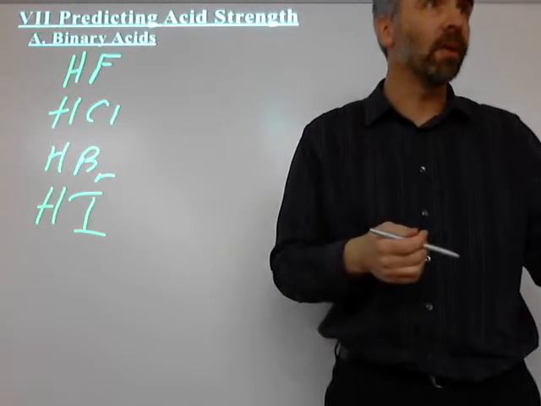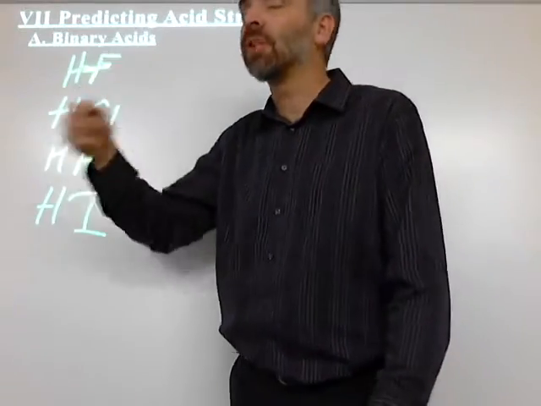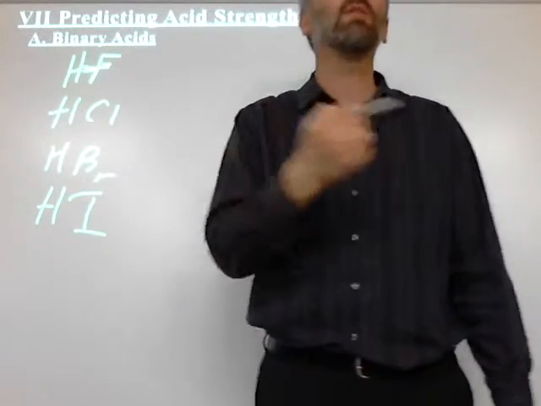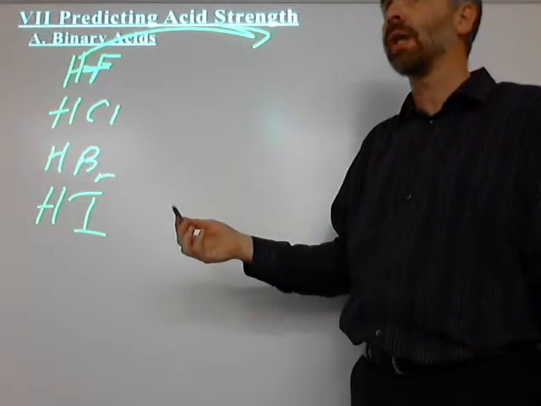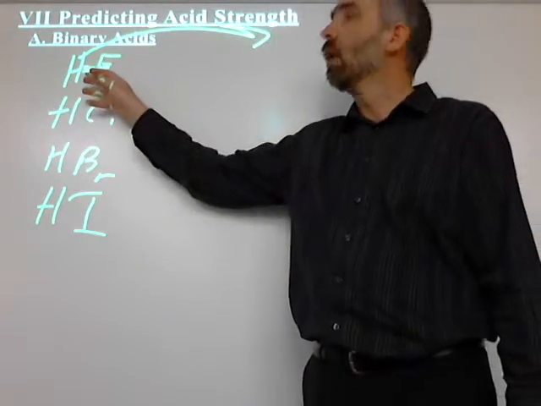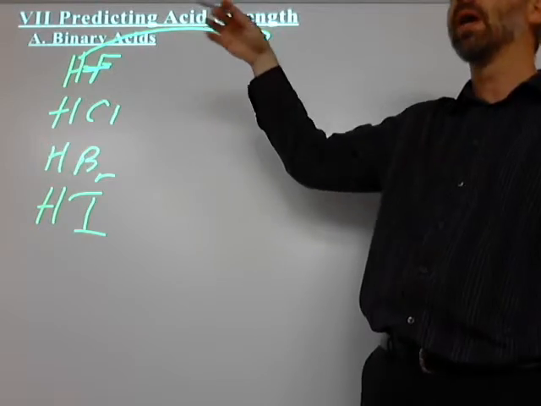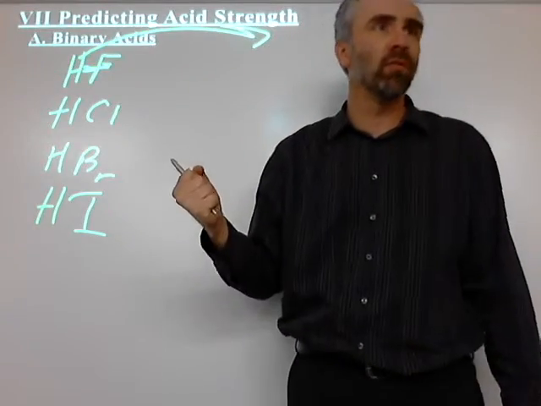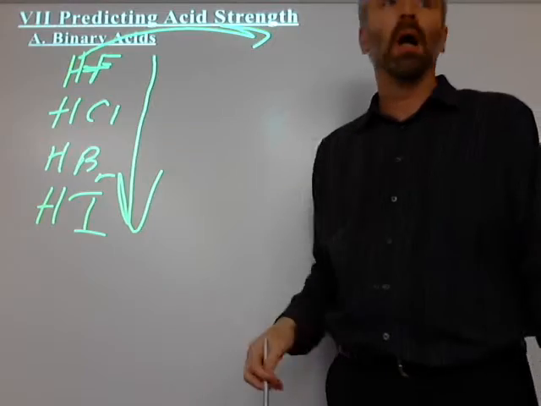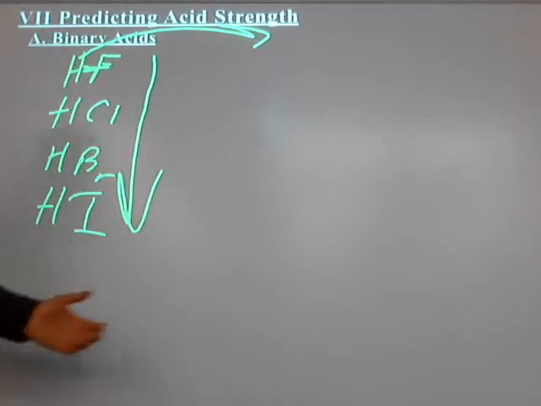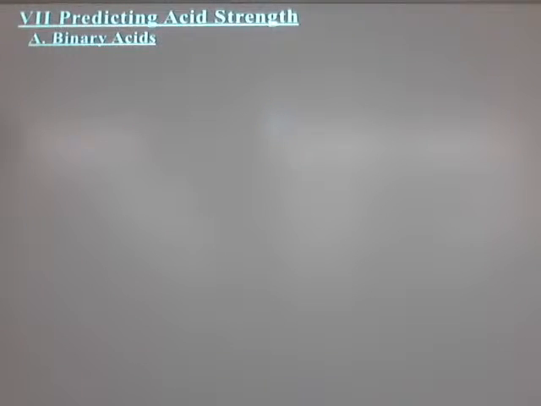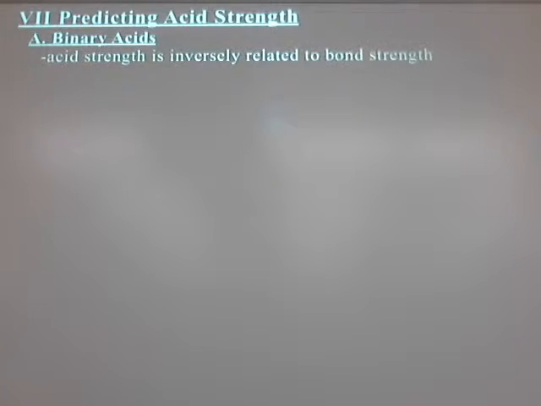A weaker acid. Because what's the definition of an acid? What does an acid want to do? It wants to lose H's. Things that lose H's and give them up are good acids. So fluorine, which is very electronegative and holds on to that H, is not going to be such a good acid. As I go down that group, I get better acids, because there's less electronegativity and the H is not held as tightly. That's the rule: acid strength is inversely related to bond strength, so they lose hydrogen ions more easily.